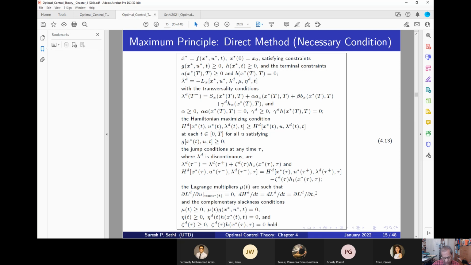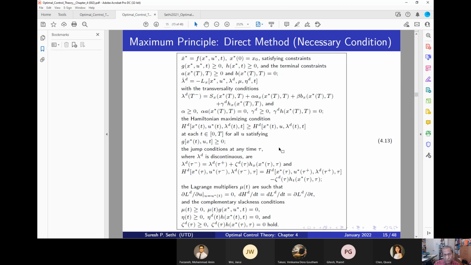This is similar as before. And these are all complementary slackness conditions. You have one extra condition because of eta and another condition because of zeta. So it is substantial. But that is the necessary condition.